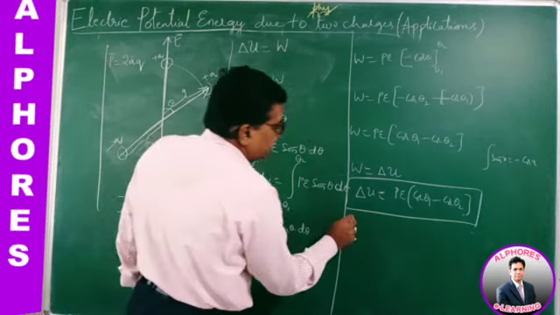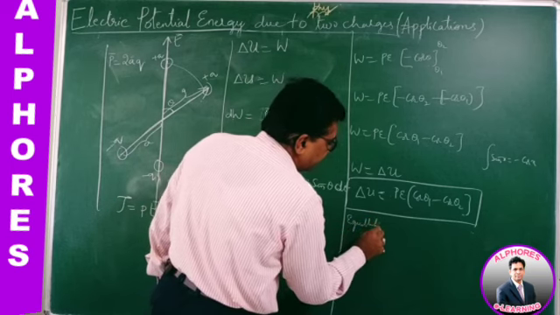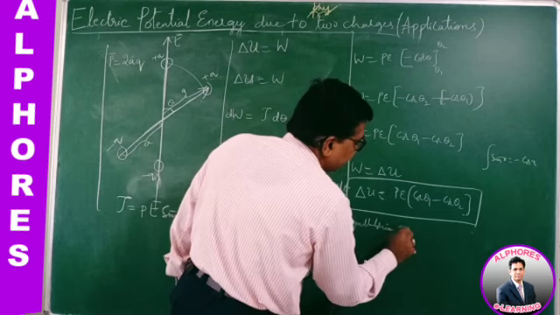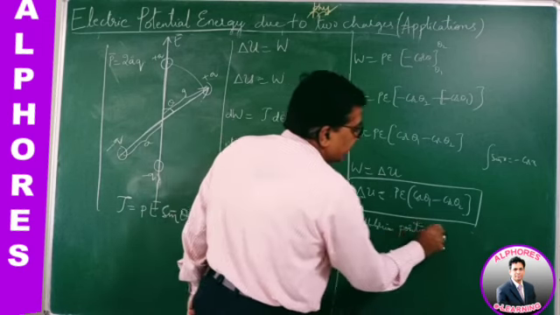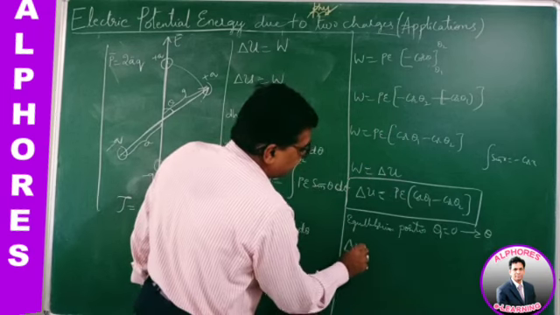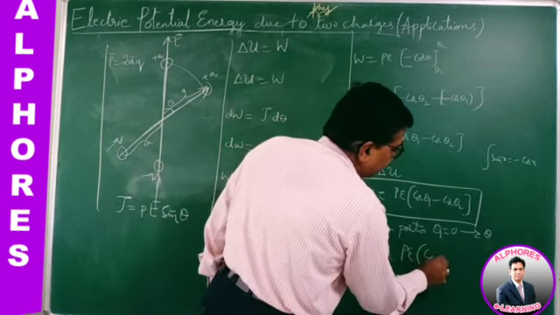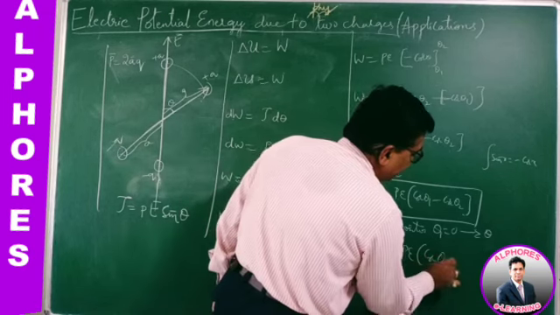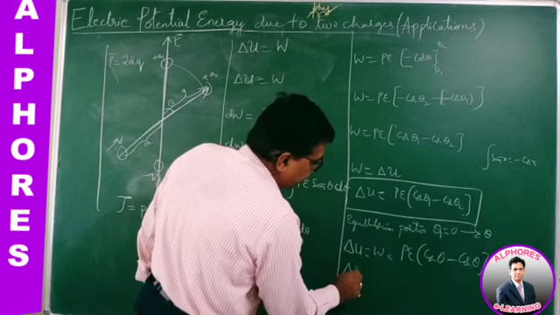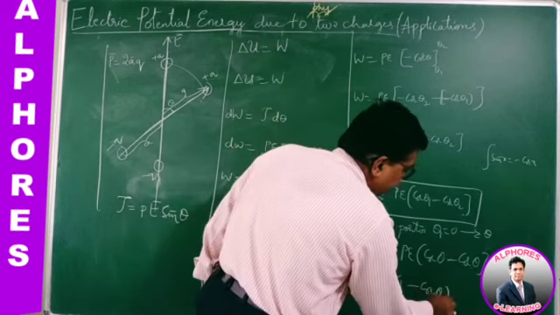Suppose I am moving it from the equilibrium position, that is theta 1 equal to 0, to some angle theta. Then the change in potential energy is the work done, Pe of cos 0 minus cos theta. So the change in potential energy is Pe of 1 minus cos theta.